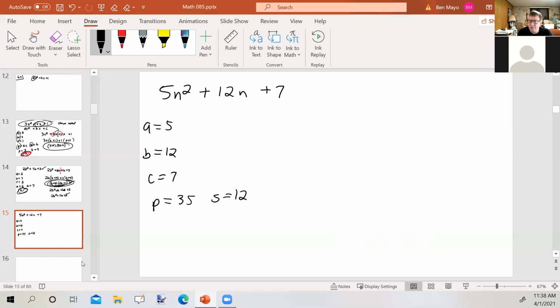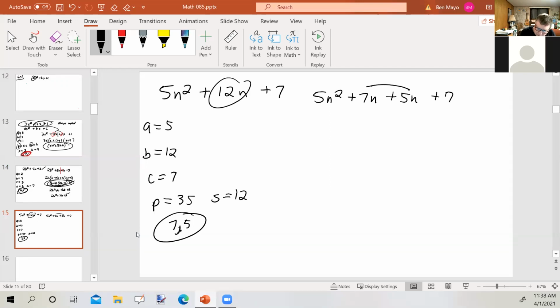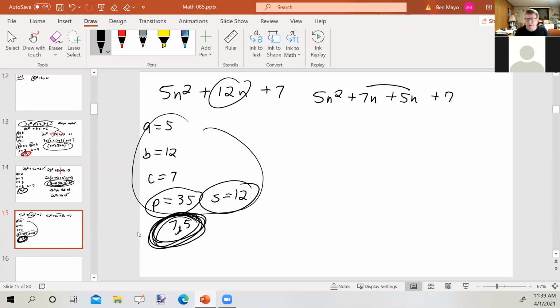So I'm looking for two numbers whose product is 35 and whose sum is 12. Well, how about 7 and 5? 7 times 5 is 35. 7 plus 5 is 12. So I get 5n squared plus 7n plus 5n plus 7. Again, splitting the middle term into two terms whose coefficients are those two numbers. But you've got to go through this process to figure out what those two numbers are. You can't just break apart 12 in any old way you want. You have to break it apart such that you've got two numbers whose product is this and whose sum is that.